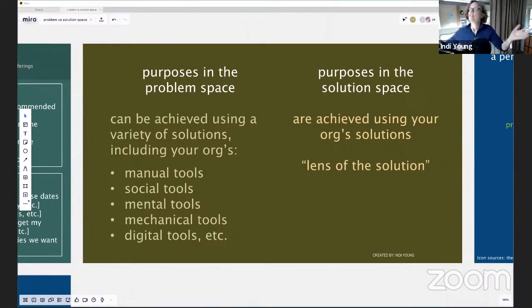So instead of thinking of it like, let's go back to the tax example. In the problem space, you might have a piece of paper and a pencil and your calculator to do your taxes. It doesn't have anything to do with anybody's actual digital solution. The calculator certainly is a mechanical tool, I suppose. It's digital on the inside, but we'll call it mechanical for now. So there's a lot of different ways that you can do your calculations.